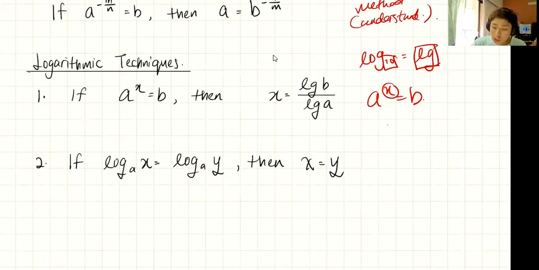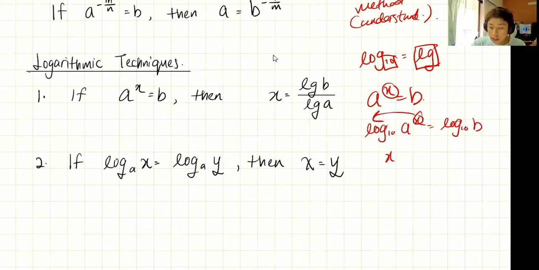As usual, you log both sides first, log base 10 both sides: a to the power of x is equal to b, so log base 10 of a^x equals log base 10 of b. Then you shift x downwards: x log base 10 a is equal to log base 10 b. So how do you find x? This is something like a multiplication, as I told you many times. When you shift the x down, this is like multiplication. You divide the left-hand side by log base 10 a.